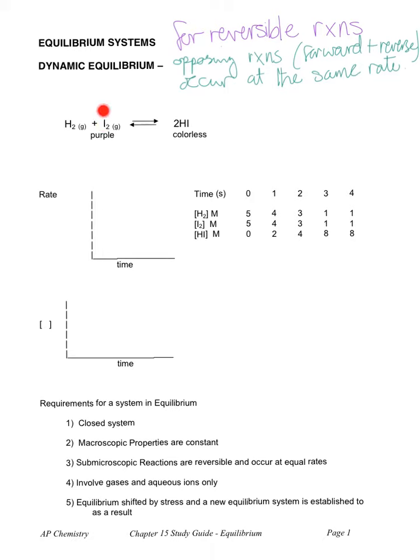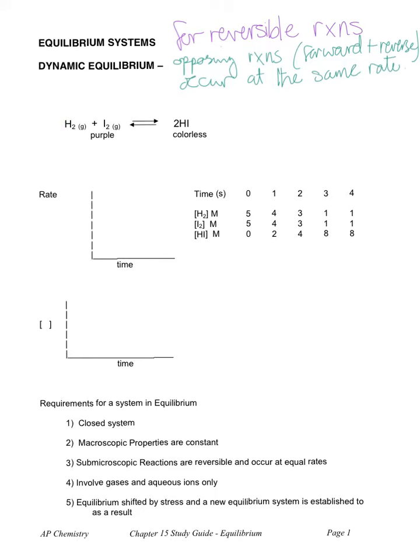So that's because the forward rate is equal to the reverse rate. The rate at which the hydrogen and the iodine combine to form HI is equal to the rate that HI breaks down and forms H2 and I2. So every time you combine these two to form two of those, two of those break down to form these two.